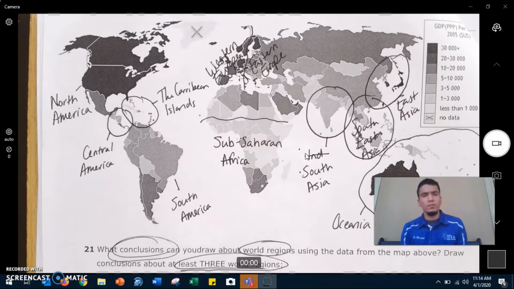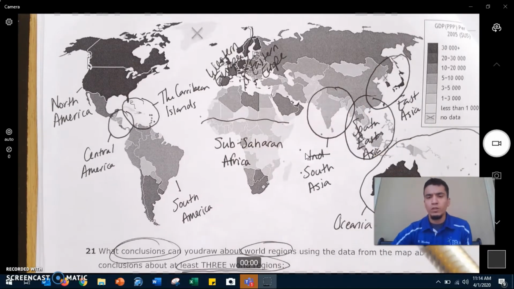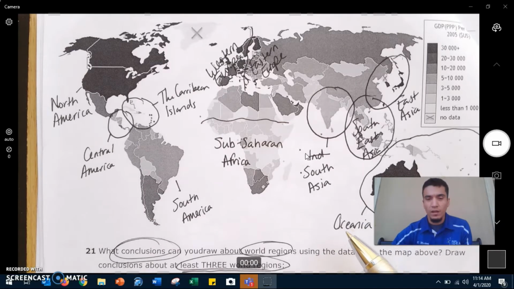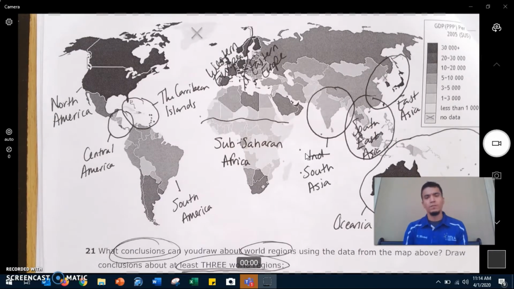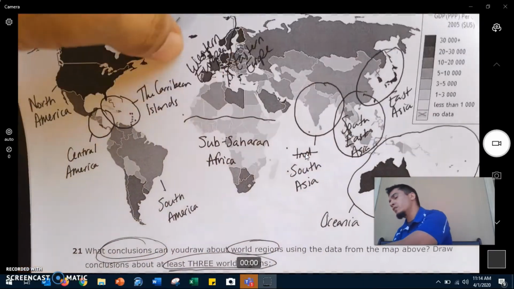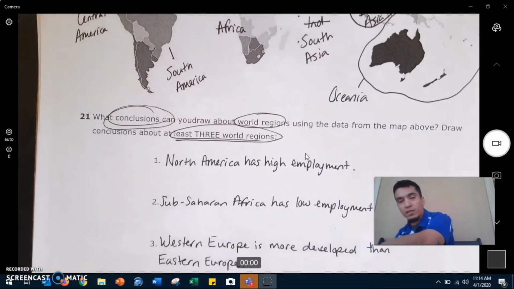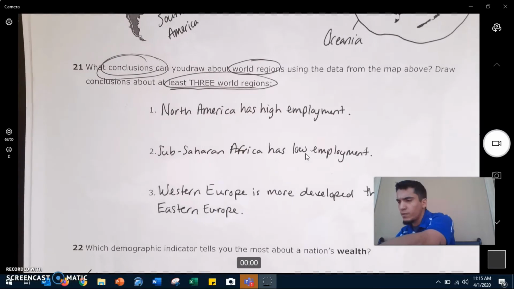Some key things I want to point out is that we're going to see Australia labeled as Oceania because Oceania is the region where Australia is the continent. Okay, just something you want to know. So three conclusions I came up with, and you could have come up with different ones.